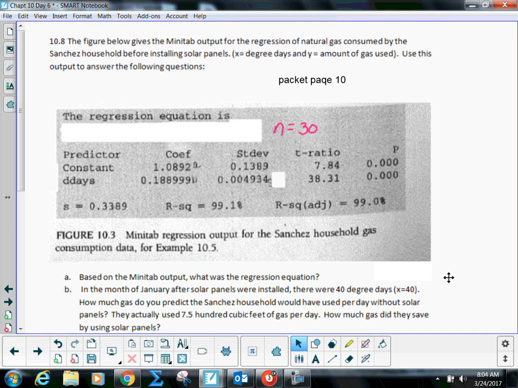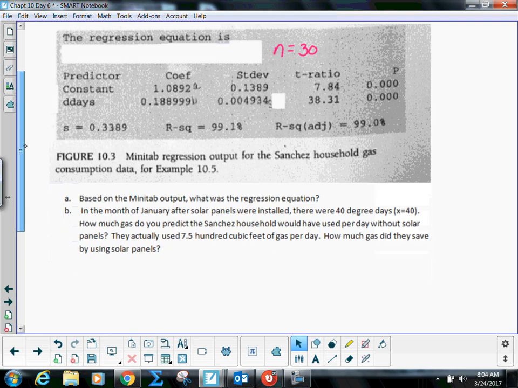The figure below gives the Minitab output for the regression of natural gas consumed by the Sanchez household before installing solar panels. X is the number of degree days, and Y is the amount of gas that was used for their household. Use this output to answer the following questions. Okay, this is in your packet. I believe it's page 10. Is that correct? Page 10?